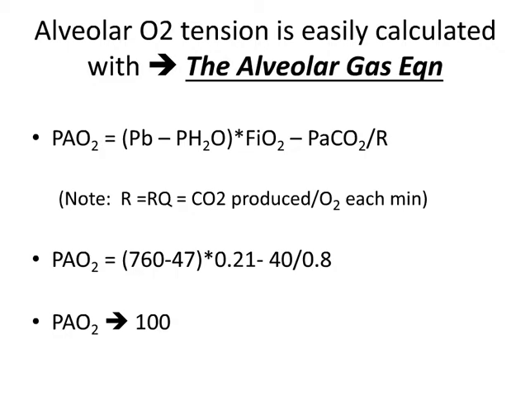This equation is used to determine the partial pressure of oxygen in the alveoli. As shown here, if you're breathing room air at sea level and have a normal P little a CO2, the P big A O2 is approximately 100 millimeters of mercury.